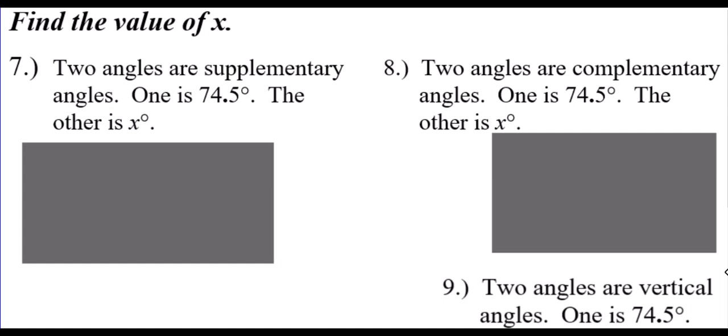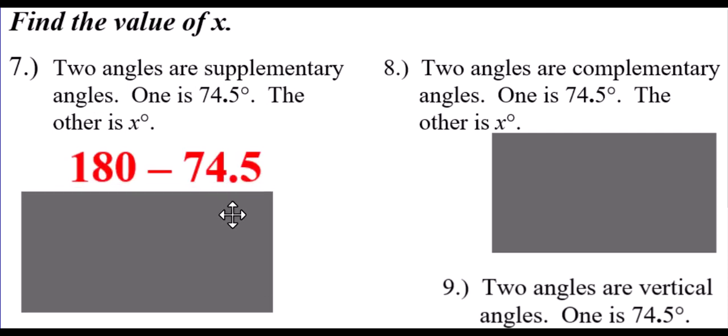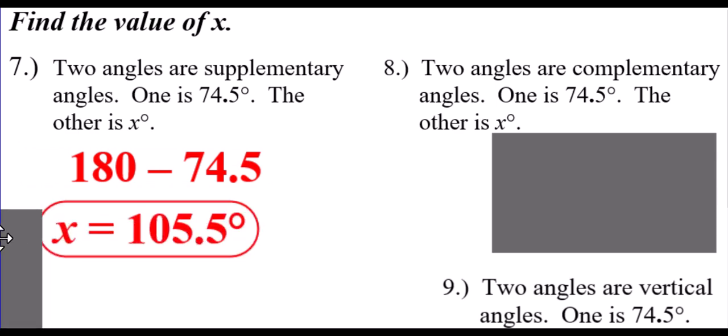All right, did you already do 7, 8, 9 and also number 10? If not, you better hit pause now because I'm about to go over them. Problem number 7. Two angles are supplementary. What do we know? That means they add to equal 180. So the quickest way of getting the answer is to say 180 subtracted by 74.5 is going to give you the answer for x.